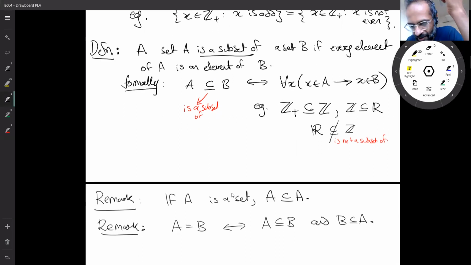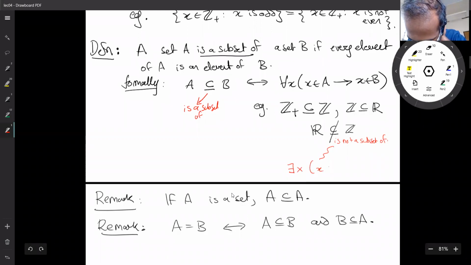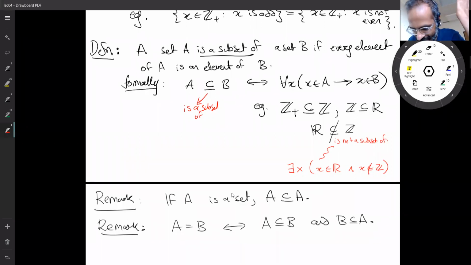But coming back to this example, why is R not a subset of Z? Why are the real numbers not a subset of the integers? I was just going to say there exists an element of R such that it is not an element of Z, like 1/2. Yeah, exactly. The reason is because the negation of this statement is true. There exists an X so that X is in R and X is not in Z. This is the negation of R being a subset of Z. For example, the number half is a real number, but it's not an integer. There are tons of such numbers.